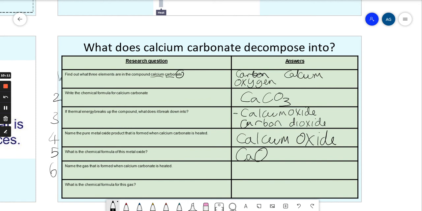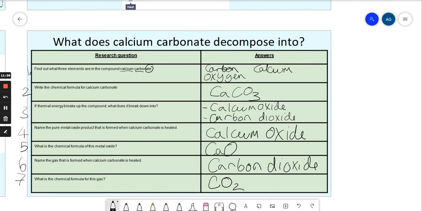Name the gas that is formed when calcium carbonate is heated. It's carbon dioxide. What is the chemical formula for this gas? CO2.